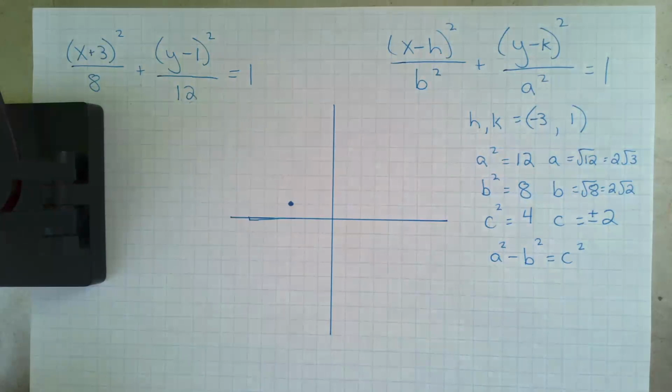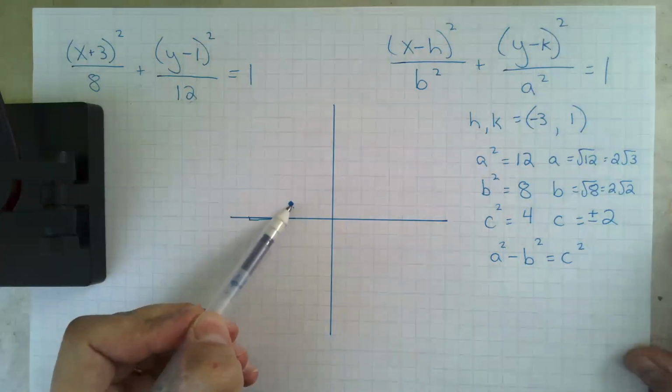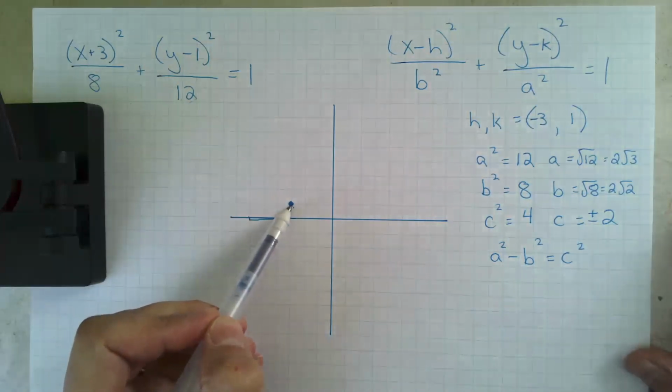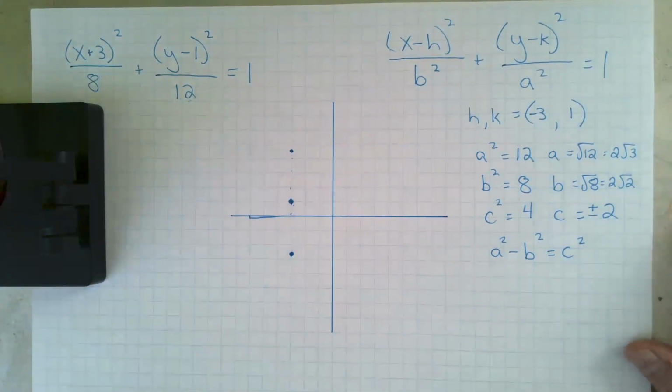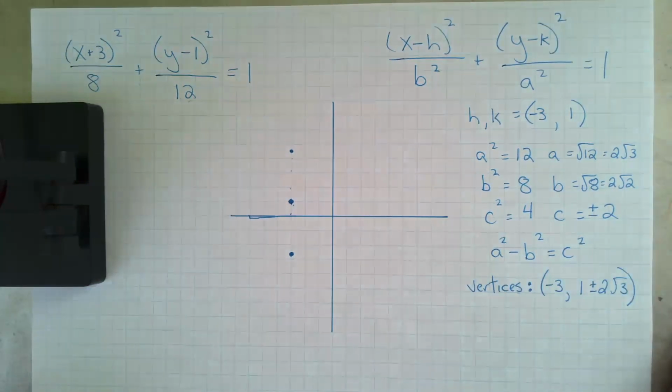I'm going to now take all of that and translate it into my graph. So my a is underneath my y, so I know I am going up and down from my center 2 root 3, which is approximately 3.5. So from my center, I'm going to go up and down 3.5, and I'm going to write those points down so that I don't forget them. So that's over negative 3, and then up 1 plus 2 root 3, and down 1 minus 2 root 3.